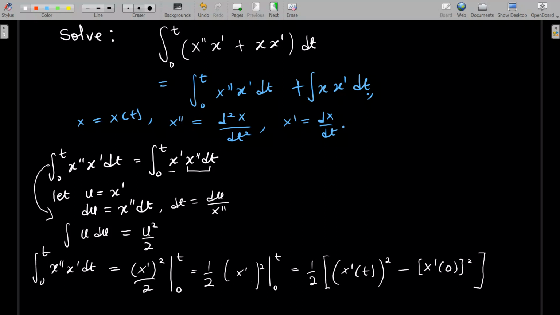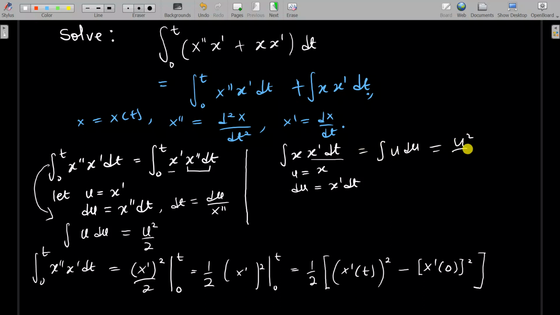Now the next thing to do is to look at the second part, and I'm going to do it here. The antiderivative of x prime dt, and here too I'm going to use a u sub where u equals x of t, and then my du is going to be x prime dt. So where I see x prime dt, I'm going to put the u there. So this is going to look like the antiderivative of u, because u is x and x prime dt is du. This is going to be u squared over 2.